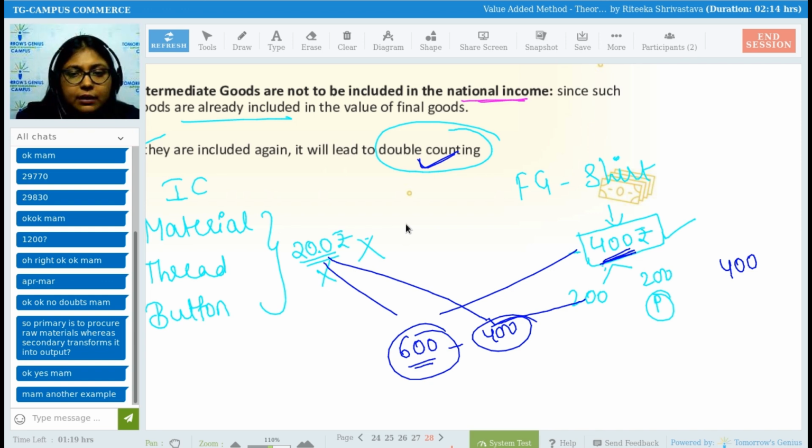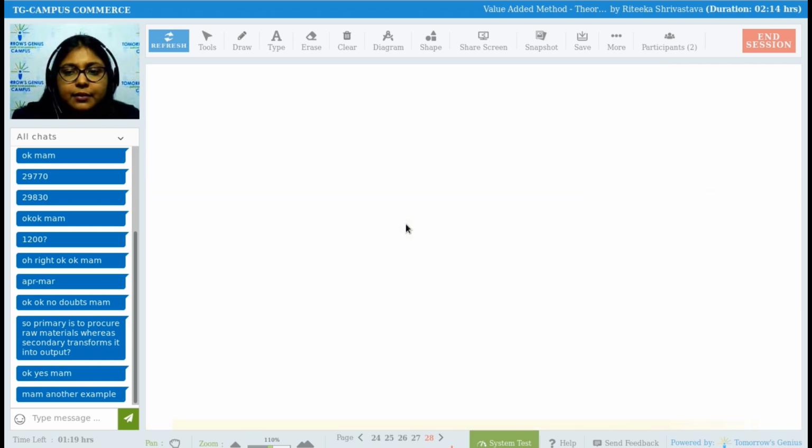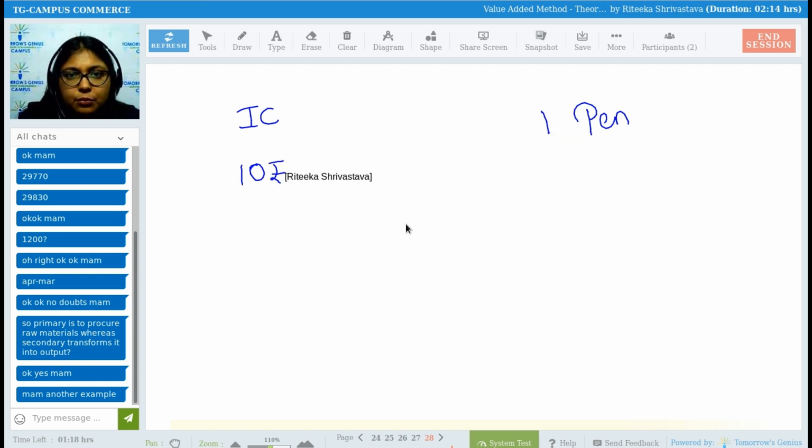Oh, fine. See, suppose there is a producer who produces a pen. For producing the pen, he is going to require intermediate goods. So he spent 10 rupees in producing one pen. His expense was 10 rupees to produce this one pen. Will he sell this pen for 10 rupees in the market also?